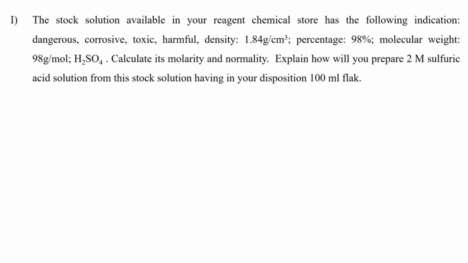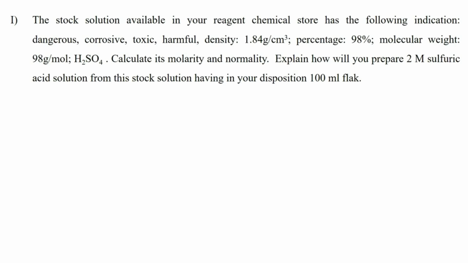And then they are asking, explain how will you prepare 2 molar sulfuric acid solution from this stock solution, having in your disposition 100 milliliter flask. For this kind of question, of course, we cannot calculate the normality without having the molarity. So we need to have the molarity, then we multiply with equivalent per mole to get the normality. For sulfuric acid, we know the equivalent per mole is 2, because two protons will be liberated during the dissociation.